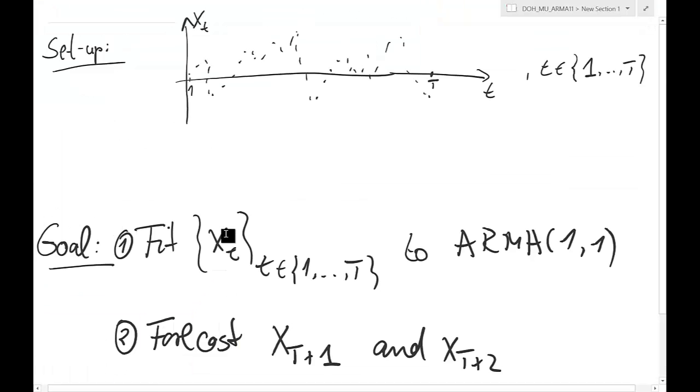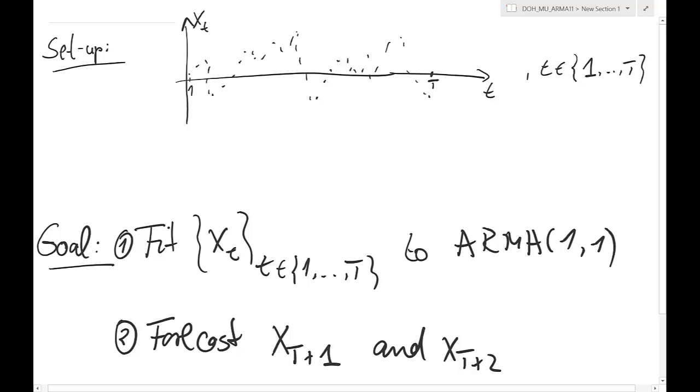I've already prepared the data. So here's our setup. Think about it. We have some time which goes from 1 to capital T, and we have some variable x_t. Might be a return, might be GDP growth, unemployment growth, inflation, whatever. Some stationary time series.